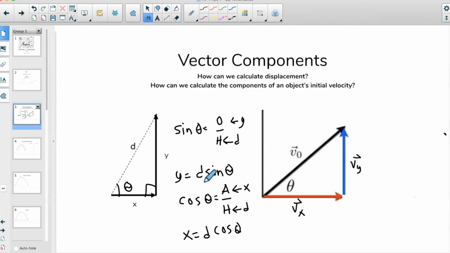We can replace in our y equals d sine theta, we want to find dy, and this is going to equal v naught sine theta, which is given. And same thing with x, that's just going to end up being vx equals v naught cosine theta, sorry.